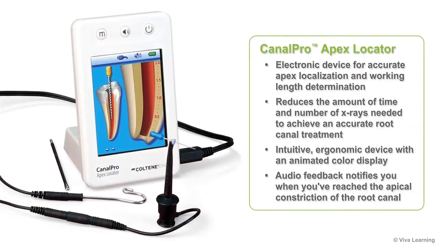In conclusion, the CanalPro Apex Locator from Coltene is an electronic device used for accurate apex localization and working length determination during root canal treatment, thereby reducing the amount of time and number of X-rays needed to achieve an accurate root canal treatment. It's an intuitive, ergonomic device with an animated color display and audio feedback that notifies you when your endodontic file reaches the apical constriction of the root canal.